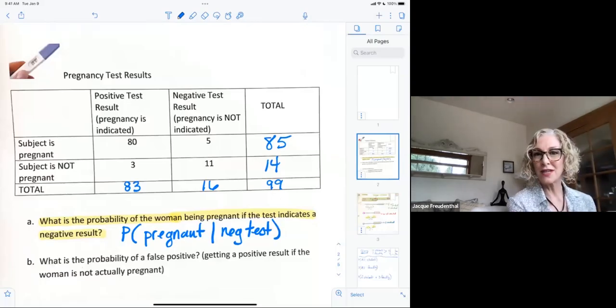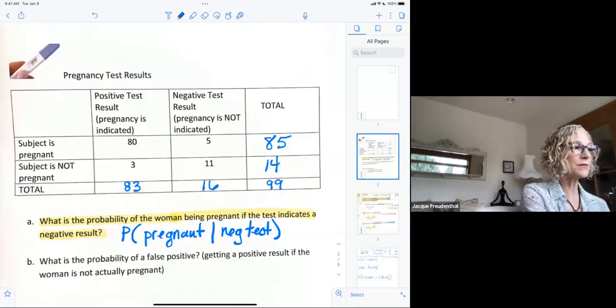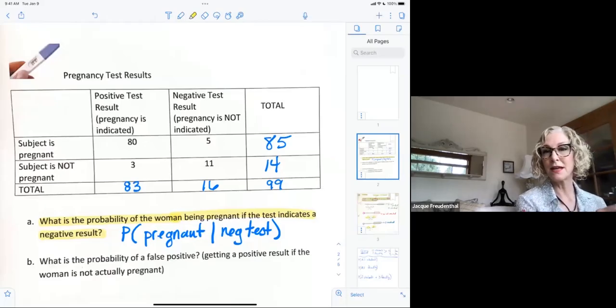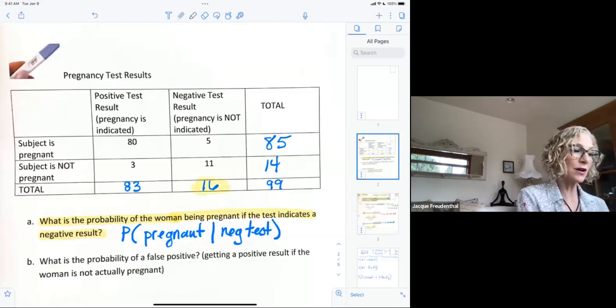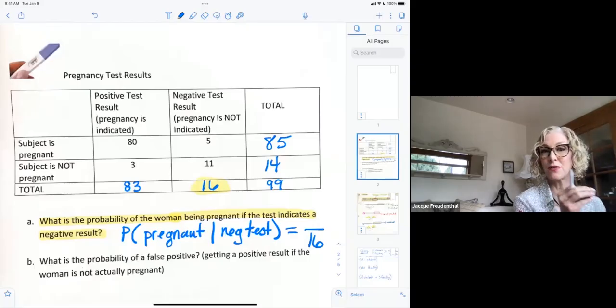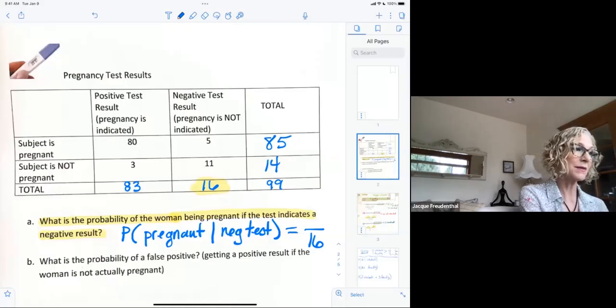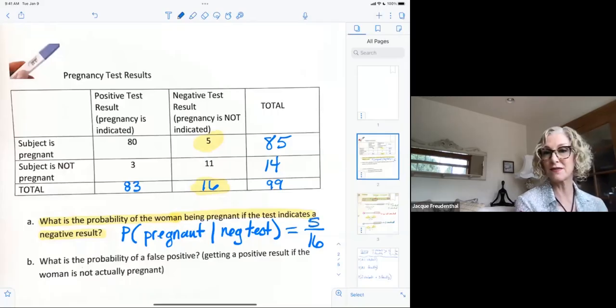So I'm using that notation and I'm going to isolate the category that I'm taking the probability from. The negative test results, the number of women who got a negative test result, there's 16 total. So I know that is out of 16 because I am restricting it to that category. Out of those 16, how many were actually pregnant? And we see up here that 5 are pregnant. So I know my probability is 5/16.